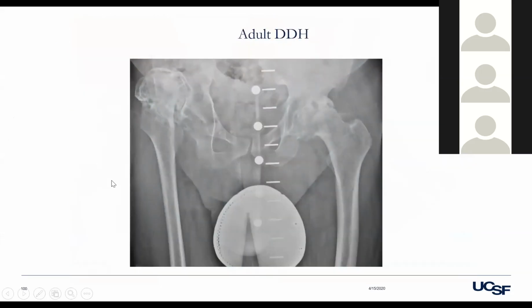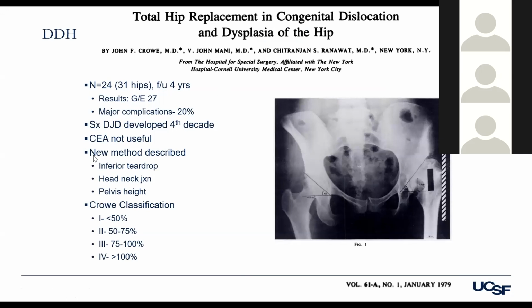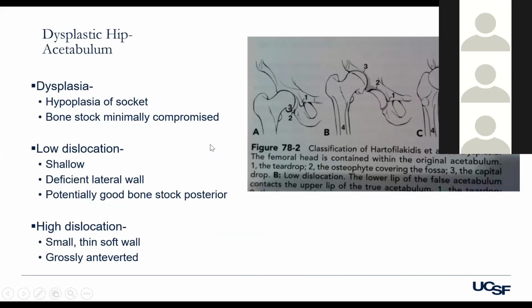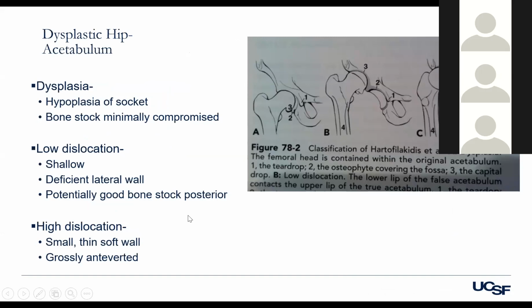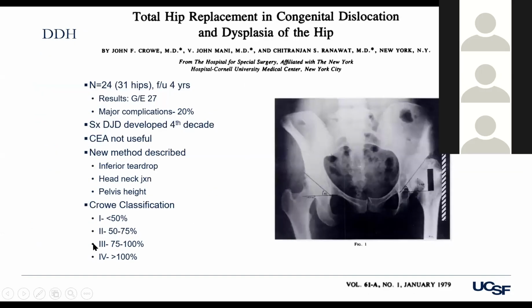Okay, so really briefly on DDH, adult developmental dysplasia of the hip. The Crowe classification is one that you should know, as is the Hartofilakidis. I'm just going to flow through this. The Hartofilakidis is basically low dislocation, a double bubble, or a full dislocation all the way out. And then for the Crowe, it's the amount of migration of the head up the acetabulum. So the head's 50% out, 50 to 75% out, 100% out, or more than 100% out is the easiest way to think about it. Really, it's 1, then 2 and 3 together, then 4.